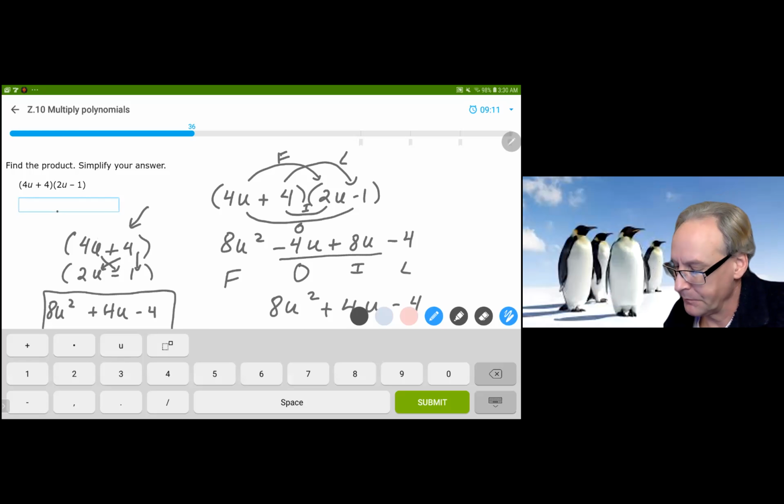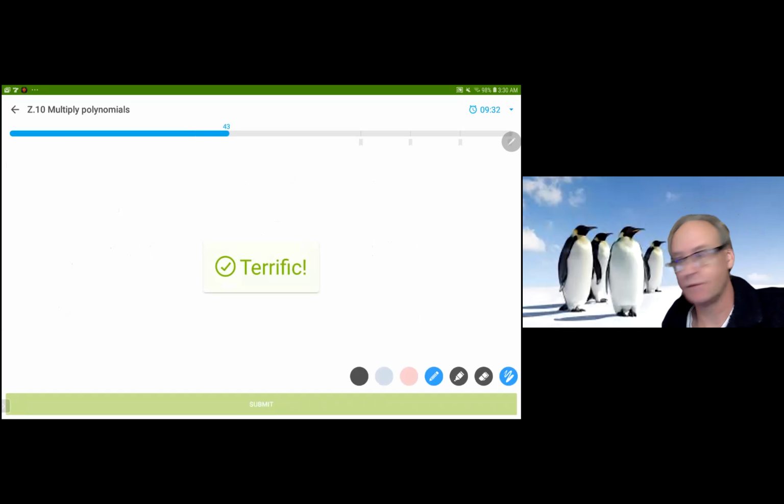So we get 8u squared plus 4u minus, darn it, I'm always afraid of those spaces. They don't like it if I don't space out my subtraction.